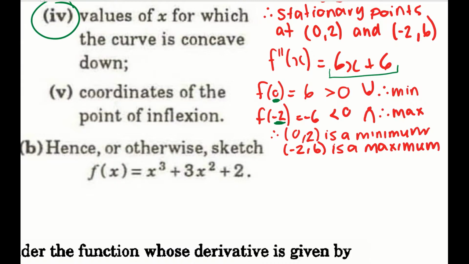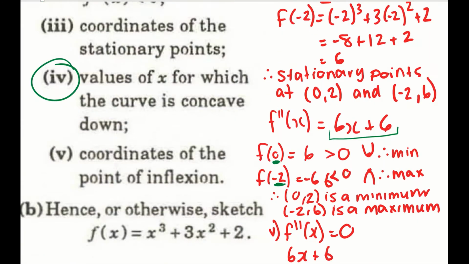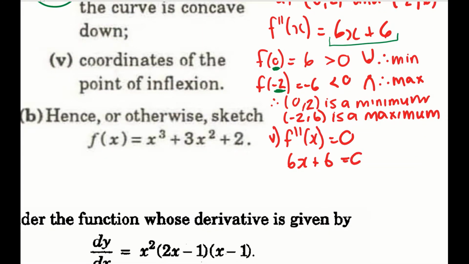Think about what's happening at a point of inflection. At a point of inflection, my second derivative is equal to 0. So I just solve my second derivative equal to 0. My second derivative was 6x plus 6, and put that equal to 0. When you rearrange that, you get an x value of negative 1.